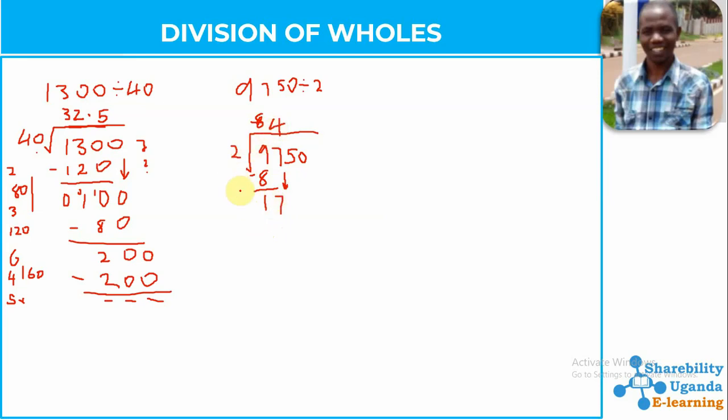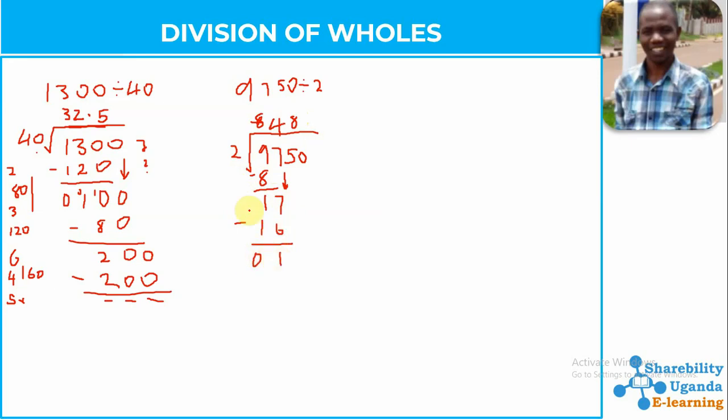What is 17 divided by 2? Someone to give us an answer. 17 divided by 2. So when we divide 17 by 2, we shall be able to get 8. Okay, then 8 times 2, we get 16. Not so? Okay, that's it. So when you subtract here, we shall get our 1.